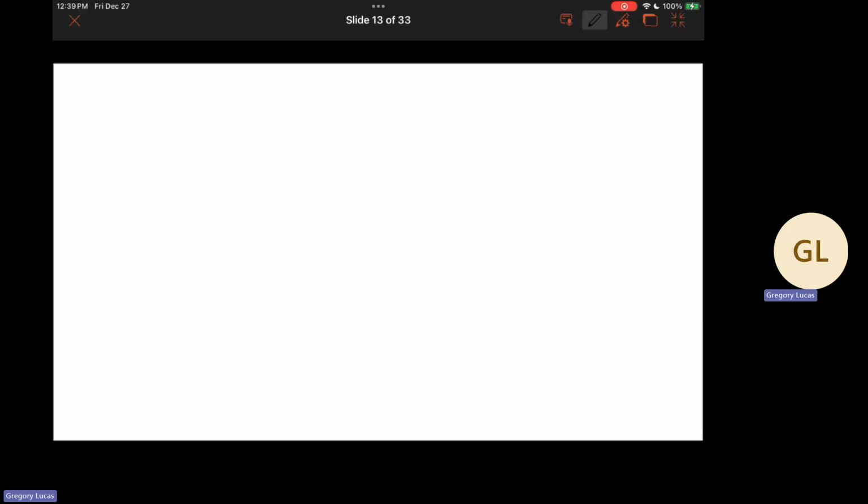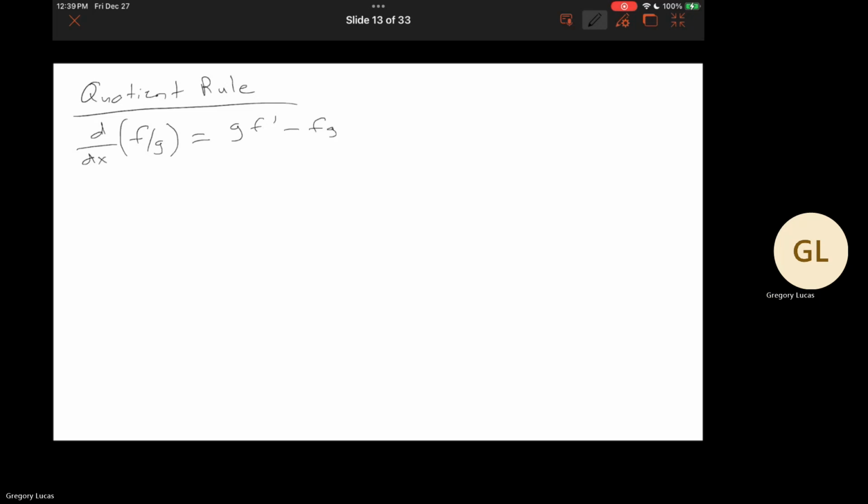Okay, let's try the quotient rule now. The quotient rule we have to be a little bit more careful with. All right. So for the quotient rule, we say the derivative of f divided by g is equal to g f prime minus f g prime, and then we do it divided by g squared.